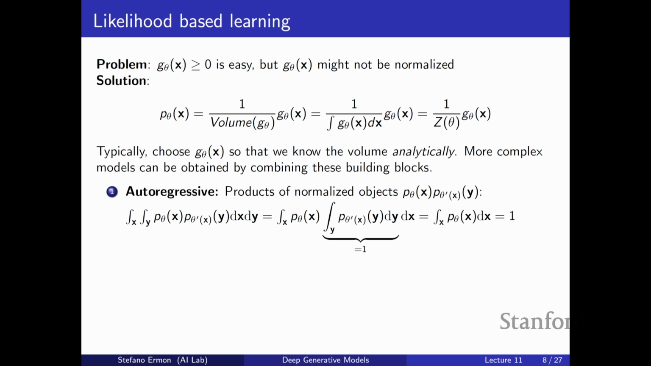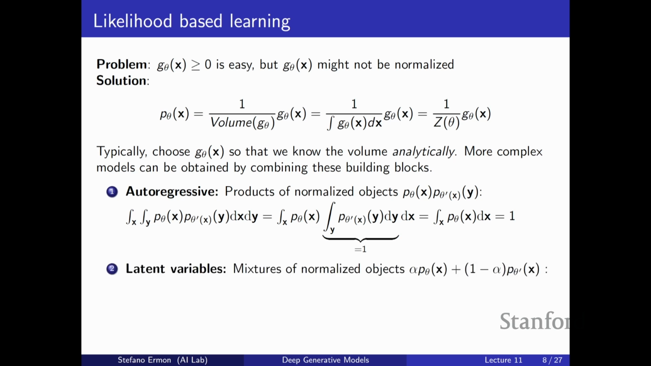So you can think of autoregressive models as a way of combining simpler, normalized objects and putting together a more complicated one, a joint distribution that is, again, guaranteed to be normalized by design. It's a product of normalized objects, and if you slide these integrals in, when you integrate out the conditionals, they all evaluate to 1, and the full object is guaranteed to be normalized.